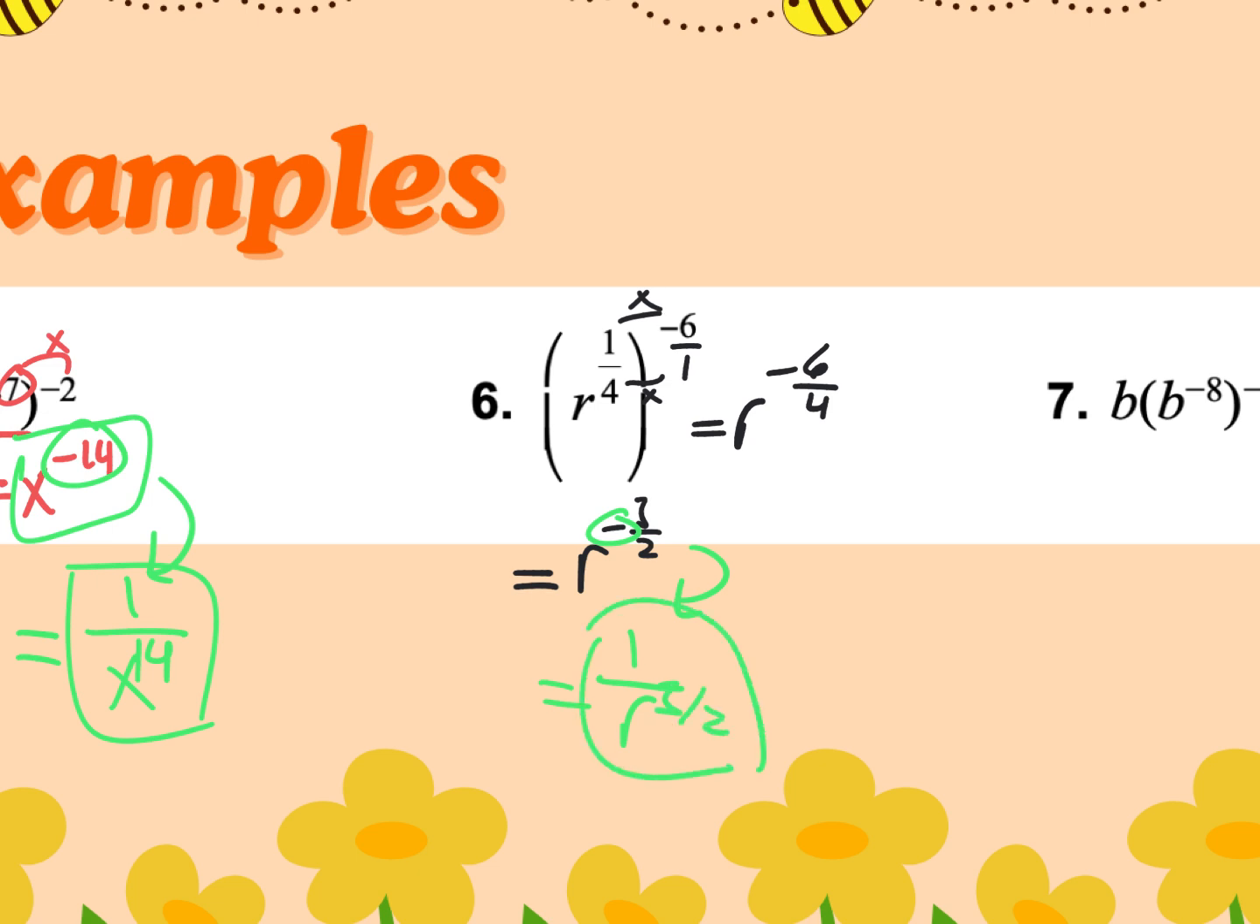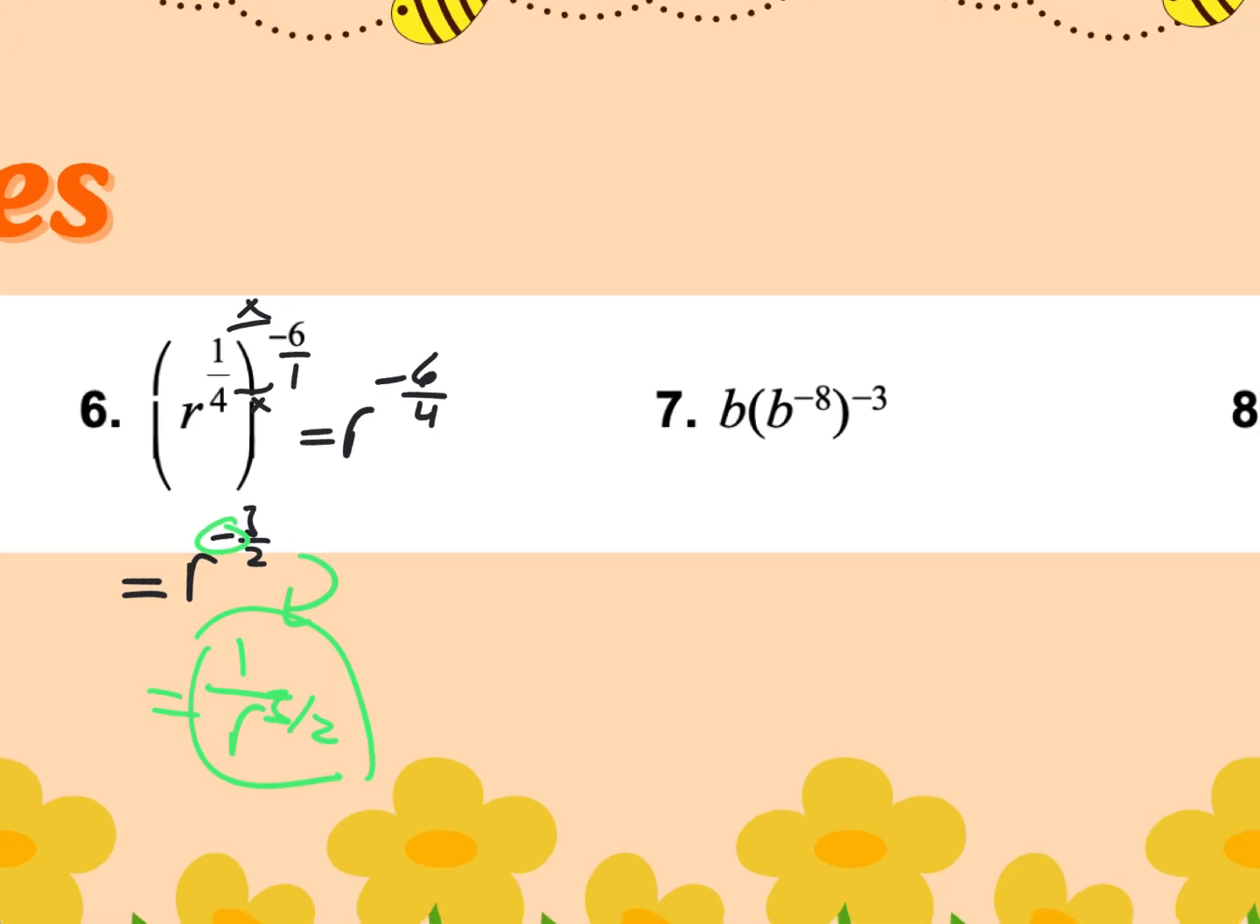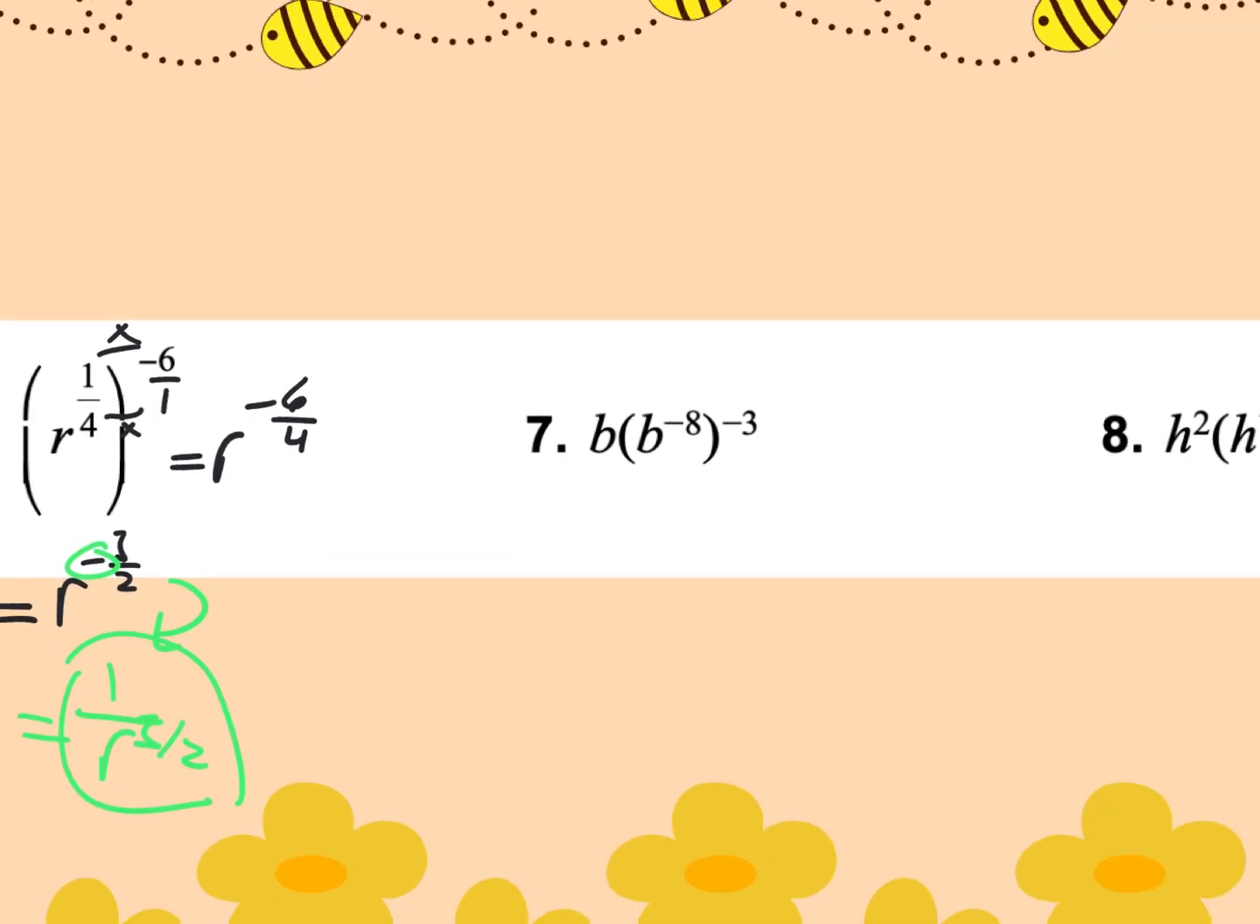All right. And then b to the negative 8 to the negative 3, right? We're going to do this power to a power and multiply, right? We have another b on the outside, but let's do order of operations first, right? Order of operations says to do our exponents first. So this is going to get us b times b to the 8 times 3 is 24.